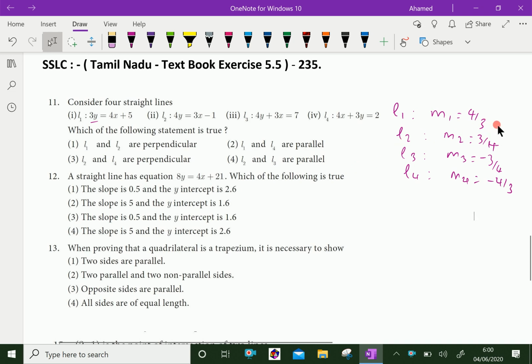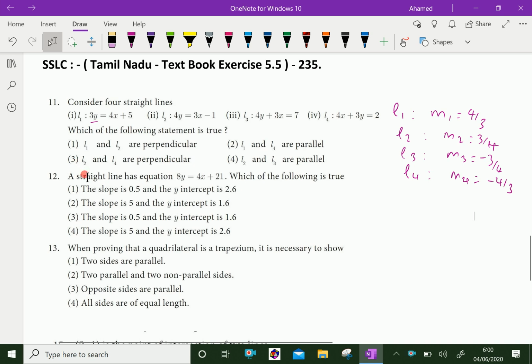Here it's not perpendicular. If you multiply 4 by 3 and 3 by 4, it will not come minus. Then second option, L1 and L4 are parallel. L1's slope is 4 over 3, L4 is minus 4 over 3. They are not equal because of minus and plus here, so it's not parallel.